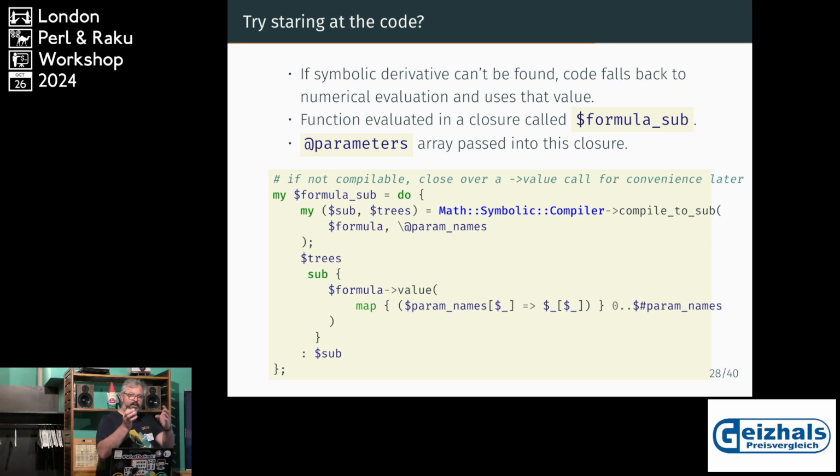Sometimes, if you've got to stare at the code, you can have a withering stare and it will submit to your gaze. Sometimes things jump out at you. Anyway, the code uses a symbolic derivative, and if it can't use that, then it falls back to a numerical method. That happens in here, where it gets the values of the actual function in order to do the numerical derivative calculation, and this thing called formula sub. The parameters array that we've seen a couple of times before gets passed into here. But the main thing is happening roughly in that chunk of code.